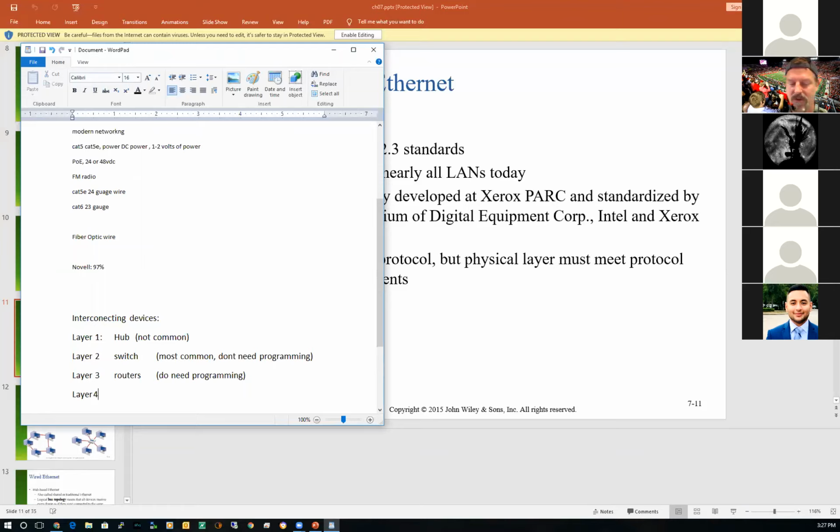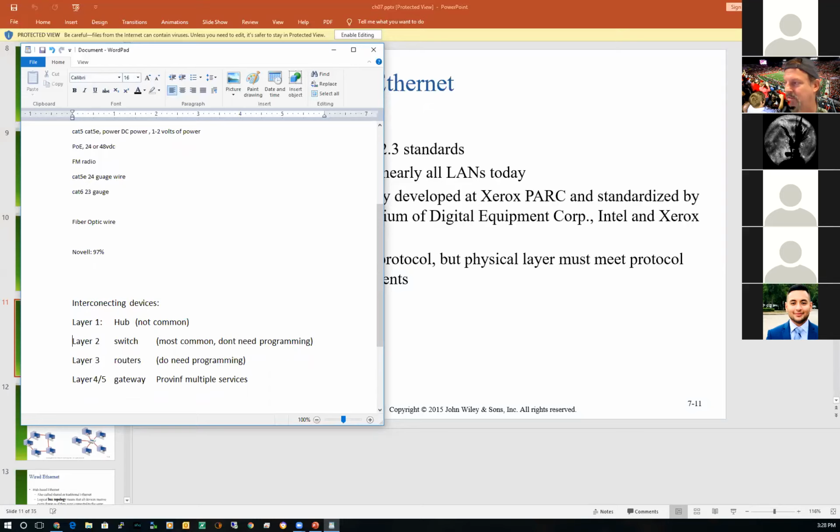At layer 4 and 5, you have devices like gateways, excuse me, gateway. A gateway device is usually defined, and this is not in the book, by the way. This is on the internet, not in my head. Gateway devices are devices that are generally providing multiple services. They are being a switch for you. They're being a wireless access point. By the way, an access point, where do you think that falls into?